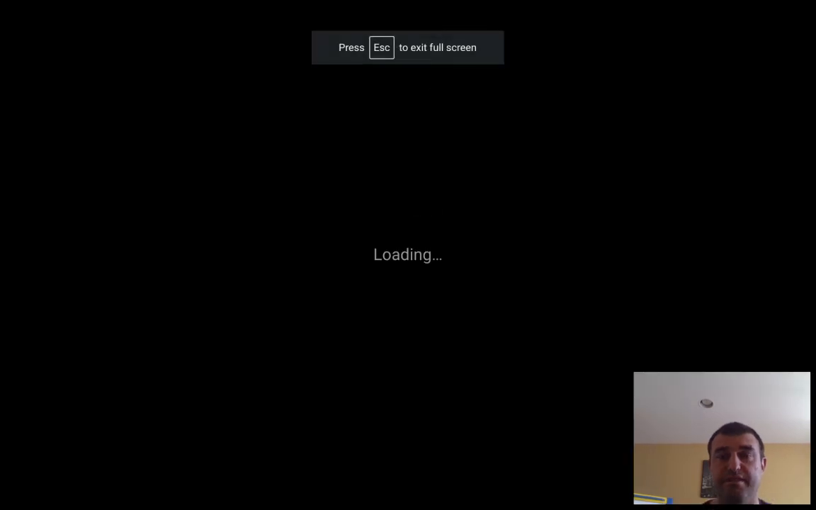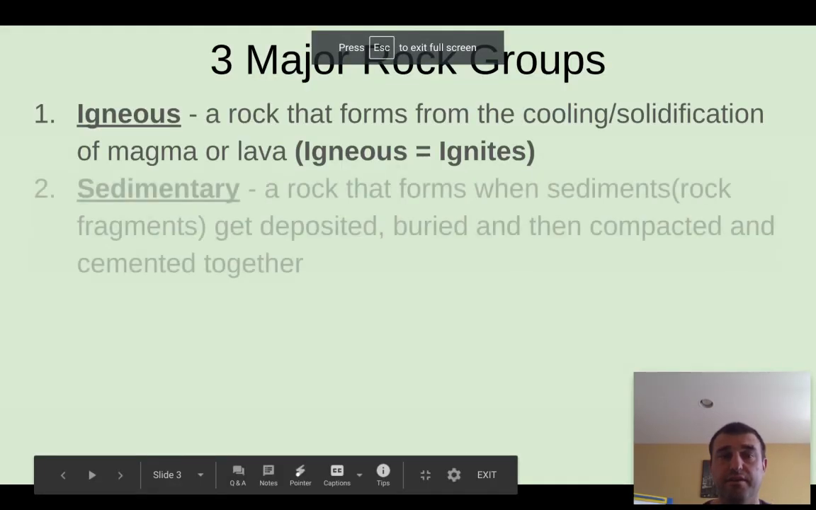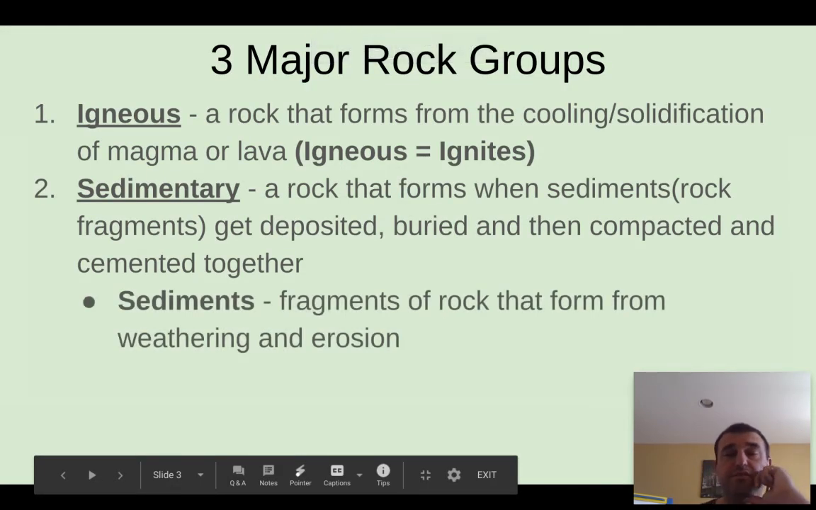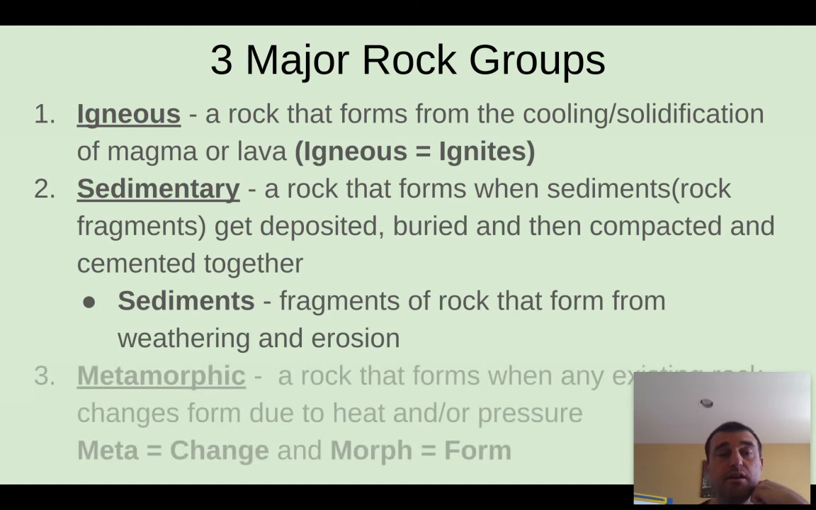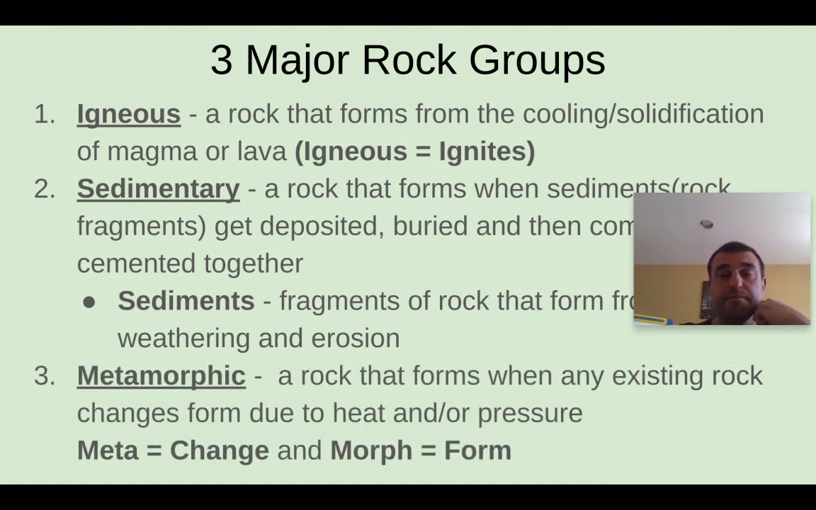So let's finish the last definition. Well, here's sediments as well. So sediments are the fragments of rock, and they form from weathering and erosion. And then you have metamorphic. So metamorphic rock is a rock that forms when any existing rock, okay, changes form due to heat and pressure.